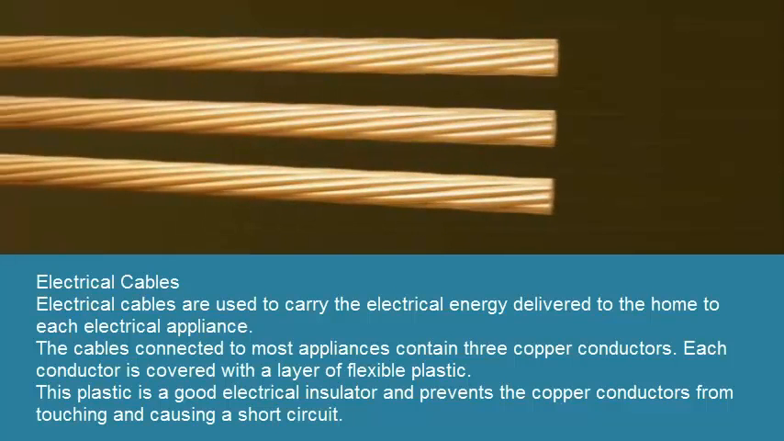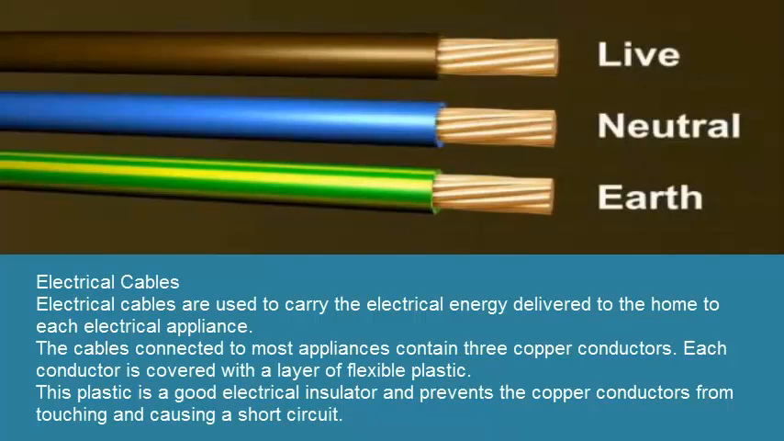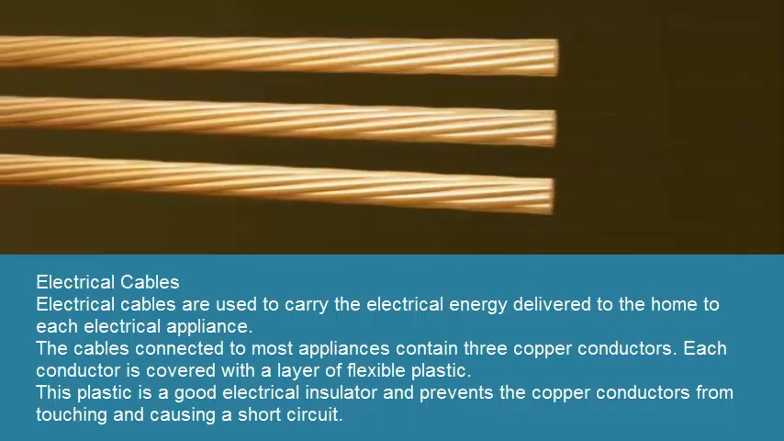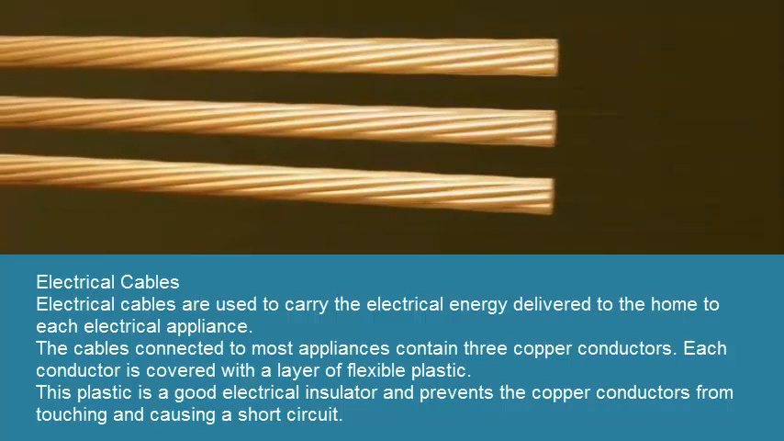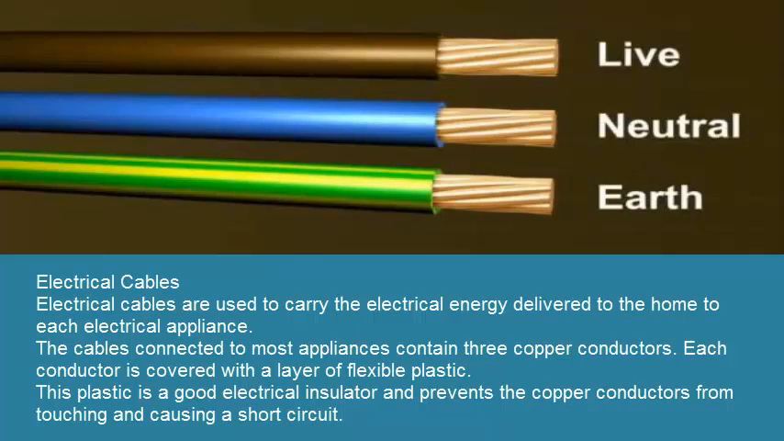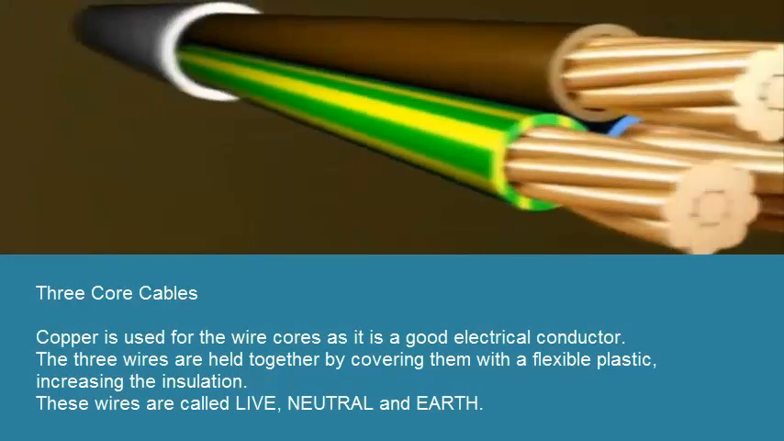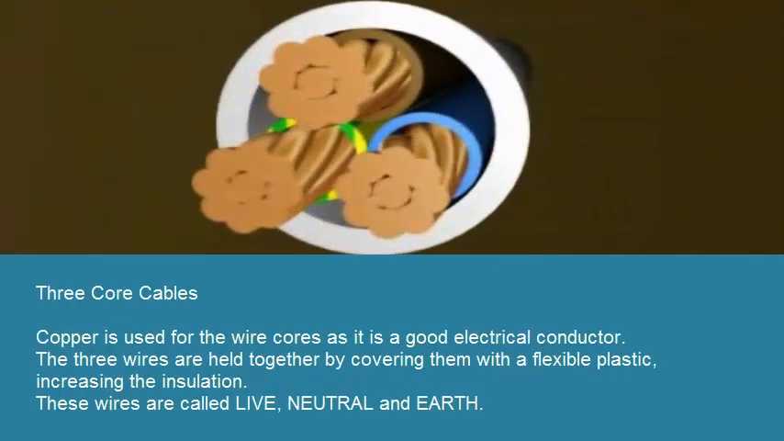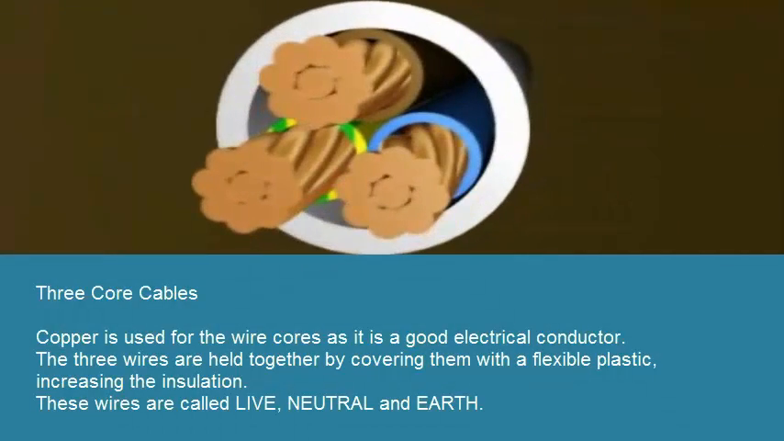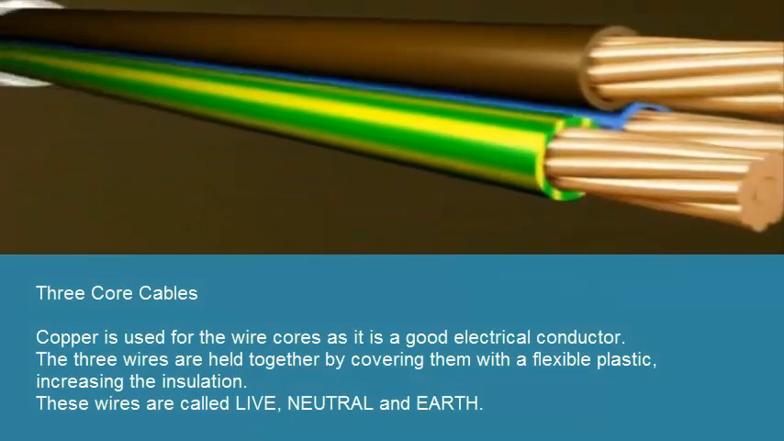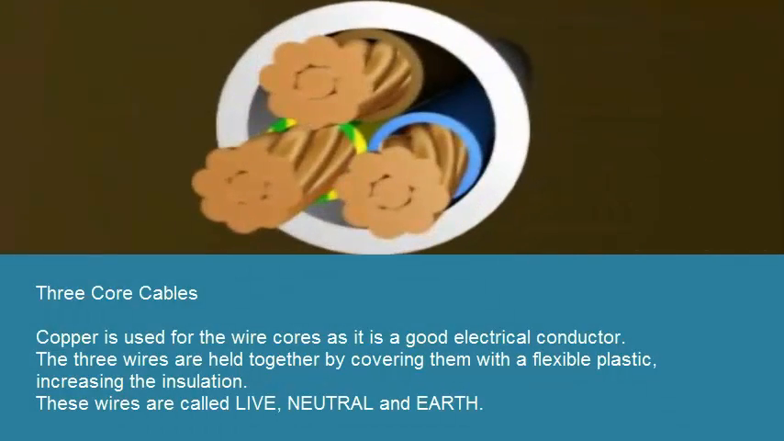Electrical cables are used to carry the electrical energy delivered to the home to each electrical appliance. The cables connected to most appliances contain 3 copper conductors. Each conductor is covered with a layer of flexible plastic. This plastic is a good electrical insulator and prevents the copper conductors from touching and causing a short circuit. Copper is used for the wire cores as it is a good electrical conductor. The 3 wires are held together by covering them with a flexible plastic, increasing the insulation. These wires are called live, neutral and earth.